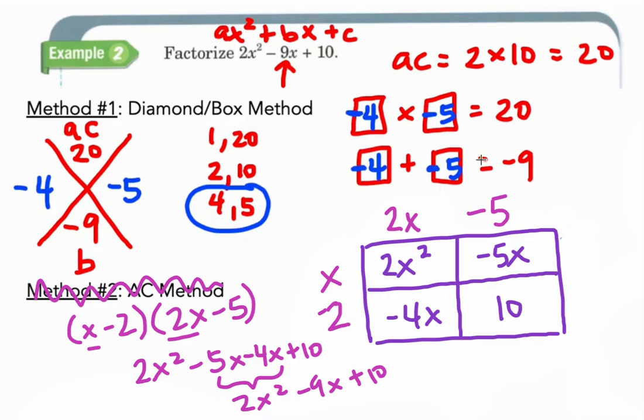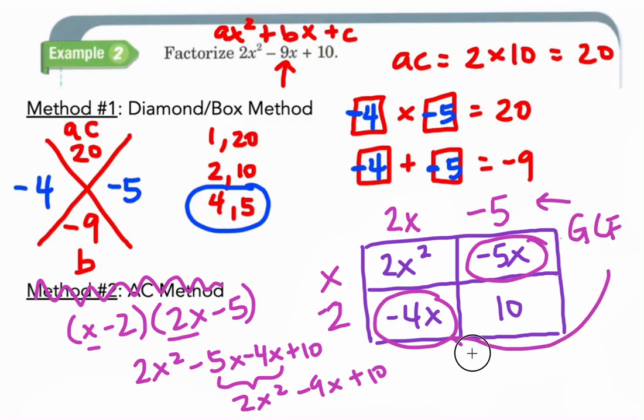Again, we did all this work to figure out how we can break down the middle term, negative 9x, into negative 4x and negative 5x. We're using the GCF, greatest common factors, to figure out the binomials that will get us to our factored form.